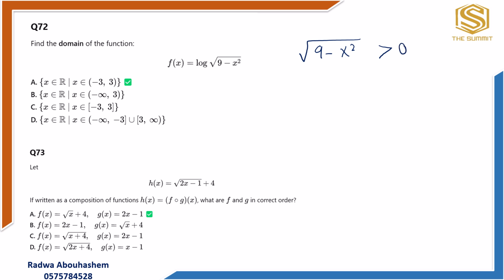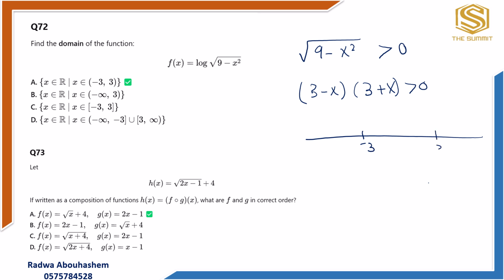And you know that whatever is below the root should be greater than or equal to 0, right? So you have to remove the equal part. So it has to be greater than 0. Now, let me factorize. It would be 3 minus x times 3 plus x, which should be greater than 0. So let me check my interval.